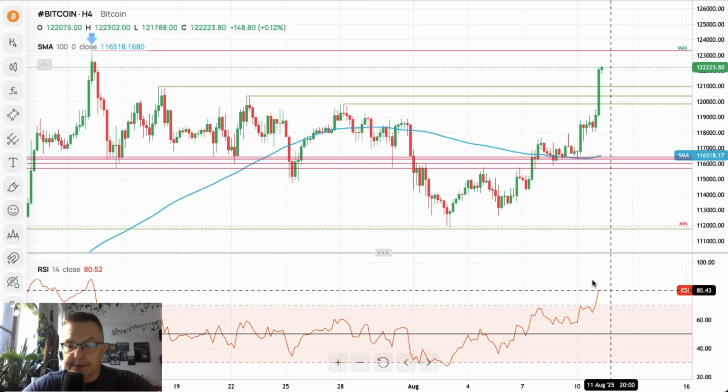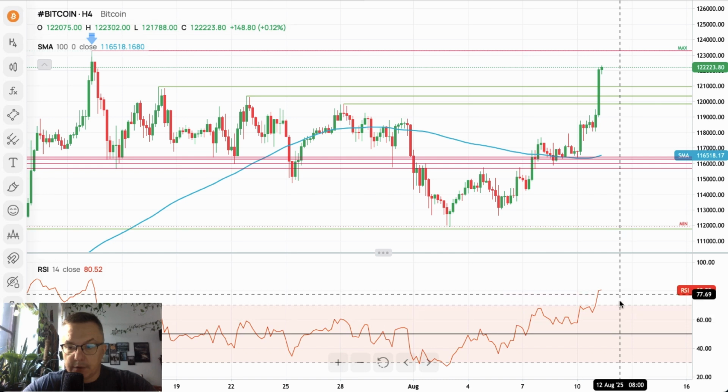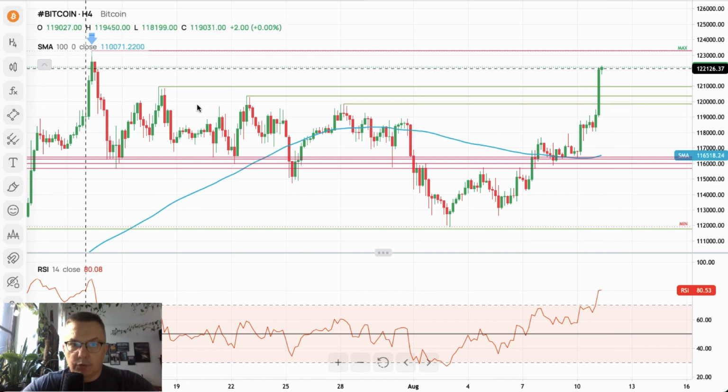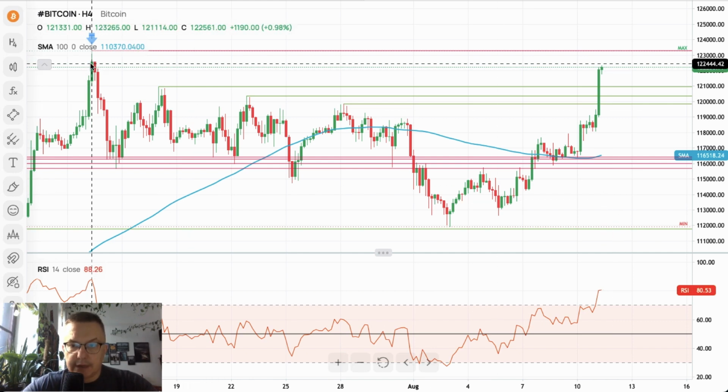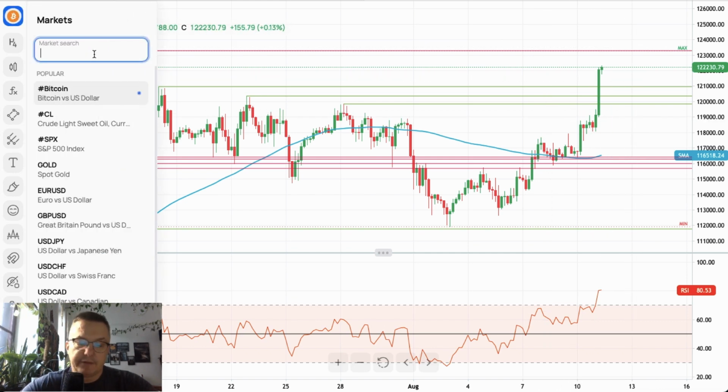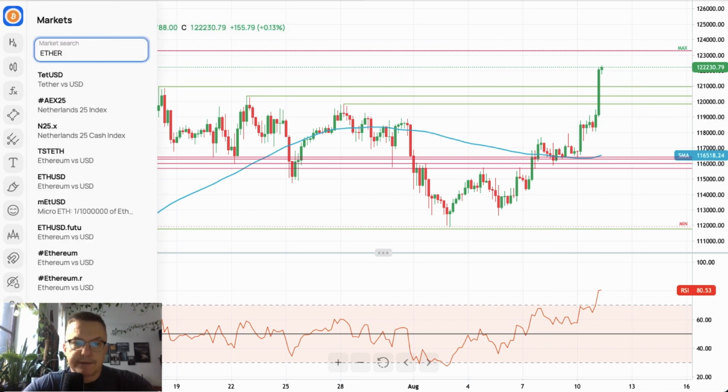Again, momentum is right now on the level of 80 points, which means that the market conditions are extremely overbought on a 4-hour time frame chart. So when we hit this swing high, we should expect some sort of pullback on the Bitcoin. Nevertheless, the outlook remains bullish.